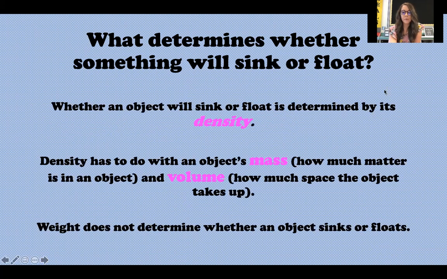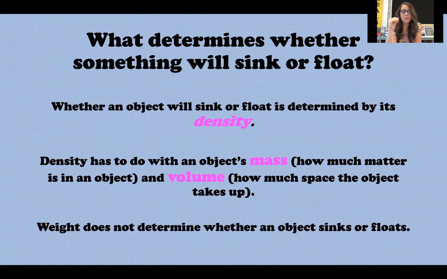All right, so what determines whether something will sink or float is this word density. Can everybody say density? Good. So whether an object will sink or float is determined by its density. And density has to do with an object's mass, which hopefully you remember is how much matter is in an object, and the volume, which means how much space the object takes up.